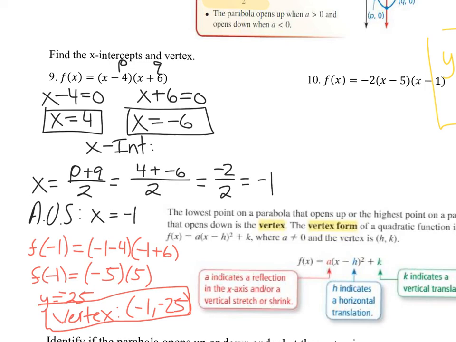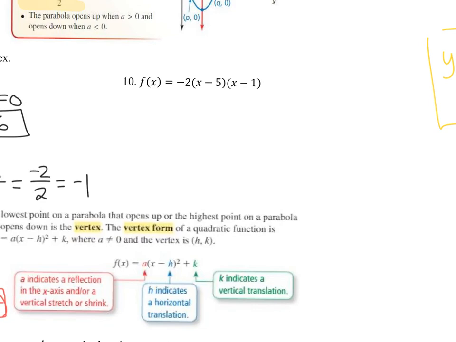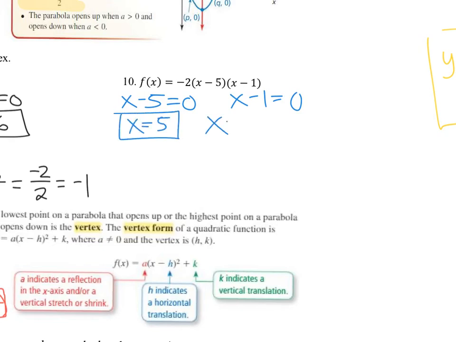Now we're going to do the exact same thing with number 10. So once again, in order to start finding the vertex, let's find our x-intercepts. Our x-intercepts are found by putting what's in parentheses equal to 0, okay? Don't worry about the -2. The -2 will not affect your x-intercepts, okay? And you do not want to distribute. Leave him be. So then you're going to go ahead and solve. So x will equal 5. And then x will equal 1, okay?